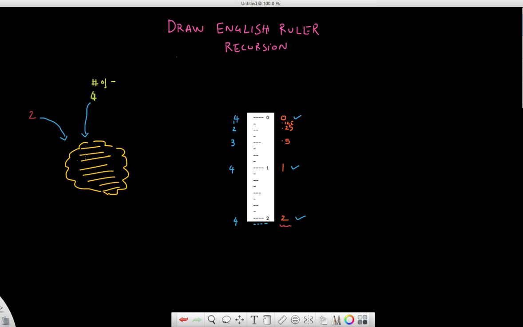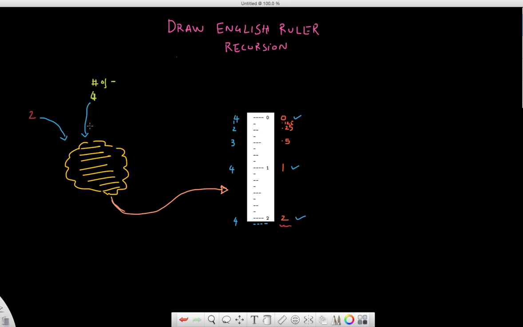You're going to write some code, which is in yellow over here, and finally you're going to spit out an actual drawing of the English ruler, which is going to look like this right there. Okay, so this is the problem formulation. This is what the problem is asking for.